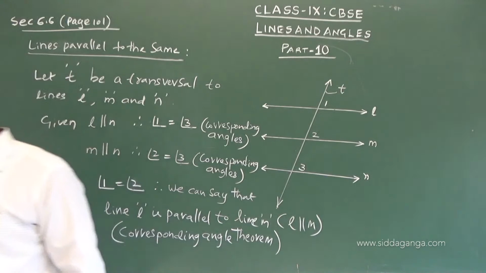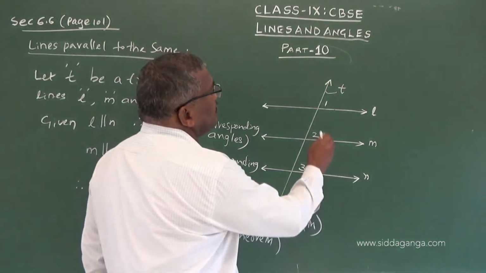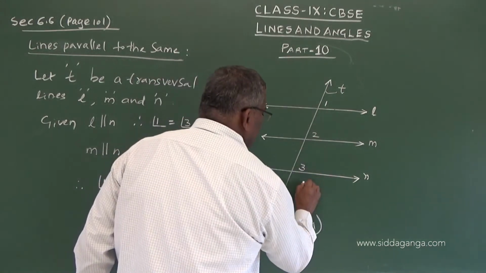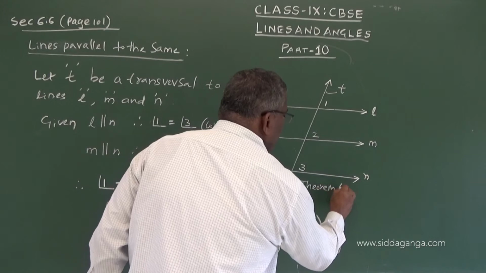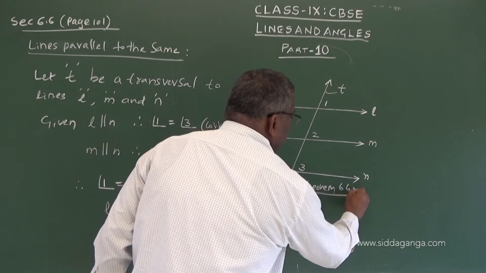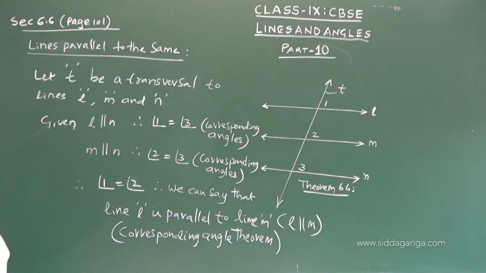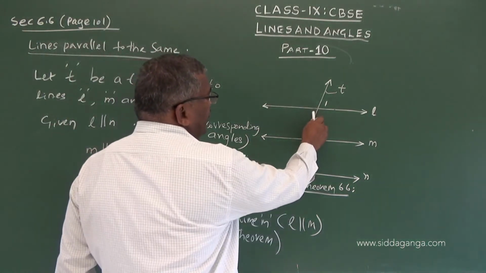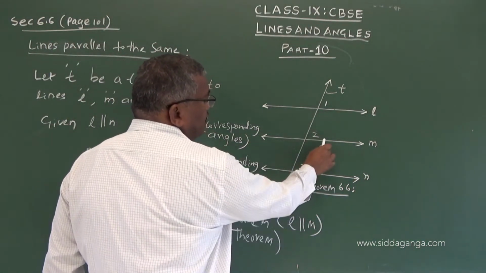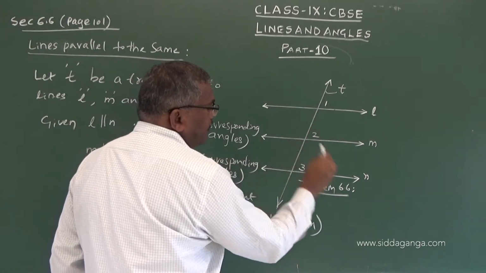So based on this we can write one theorem, theorem 6.6. I will write it here, theorem 6.6. This is the final conclusion. Lines which are parallel to the same line. L is parallel to N, M is parallel to N. So these two are parallel to the same line.